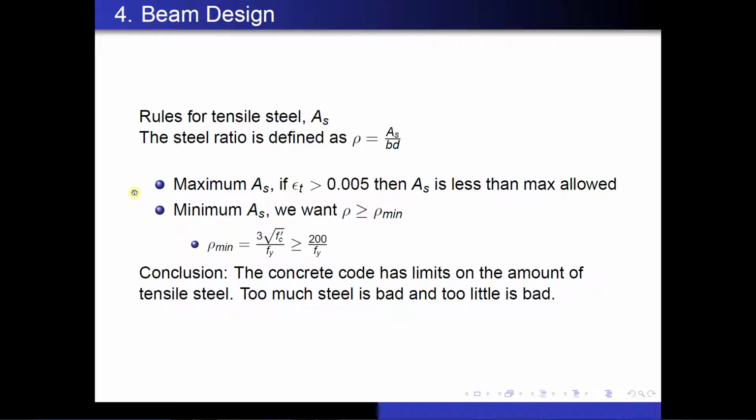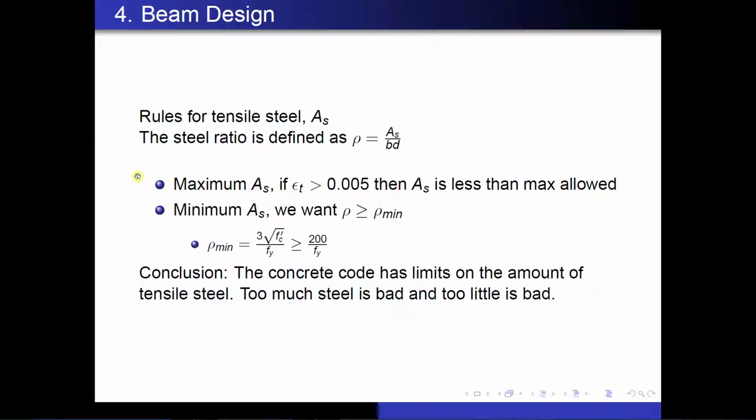Now here are some additional rules for beam design. For instance, these are rules specifically regarding A sub s. The steel ratio is defined as rho equal to A sub s over b times d. Now I want you to notice that this is not b times h, the full height of the beam, but it is b times d, and this is often referred to as the steel ratio, and you will see that come up from time to time in the code book, and so that's an important concept.